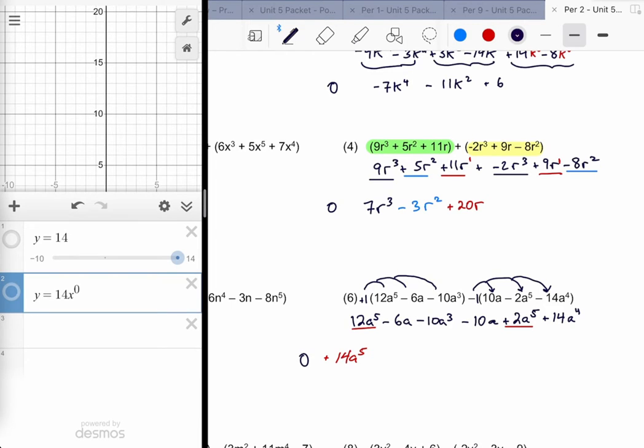So it's 0, then what? 0 minus 7k to the 4th minus 11k to the 2nd plus 6. Then 0, well, what's the connector here? It's not multiplication. It would have to be a plus. 0 plus 7r to the 3rd minus 3r squared and so on. In this case, it's 0 plus 14a to the fifth, and so on. Those connectors are implied because we don't actually write the 0, but they are important. We just have to keep that in mind.